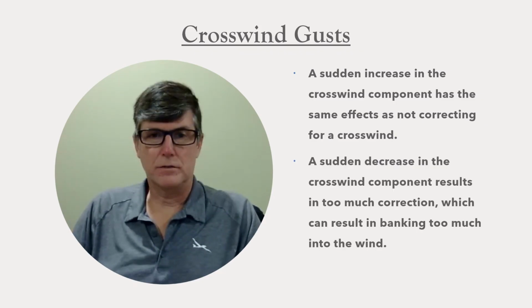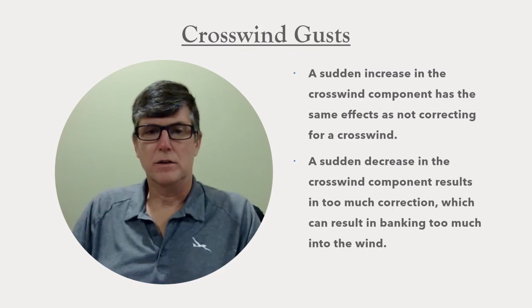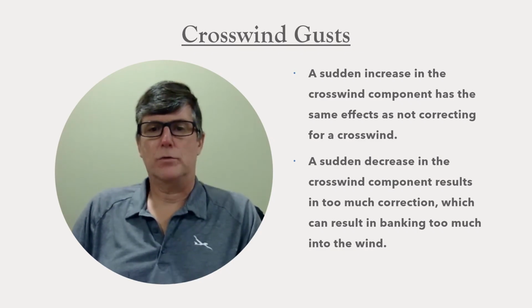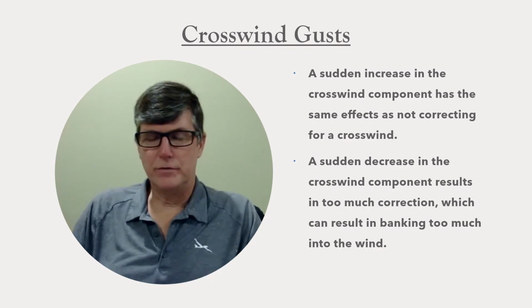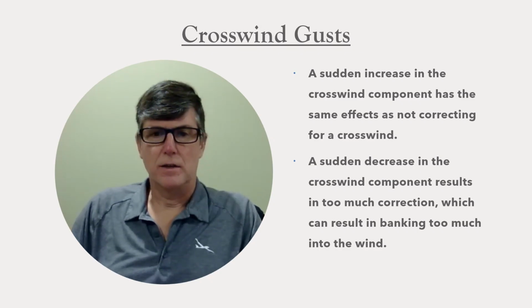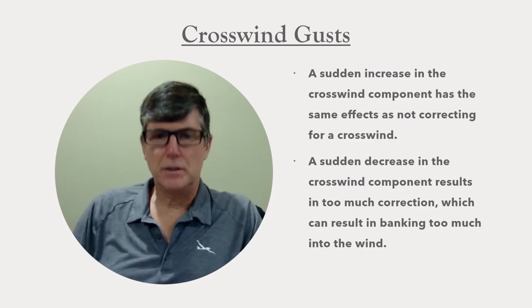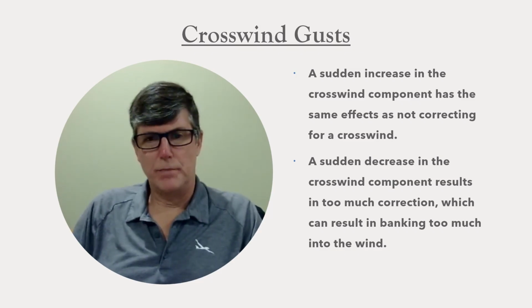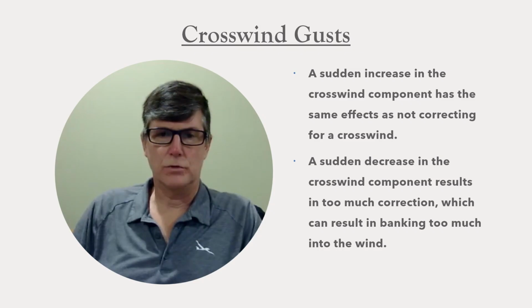Similarly, if the crosswind gust component decreases rapidly, then you'll end up with too much correction. So if you were correcting for a 15-knot crosswind and suddenly it drops off to 5, then you will have put in too much aileron and you'll bank into the wind as you rotate.